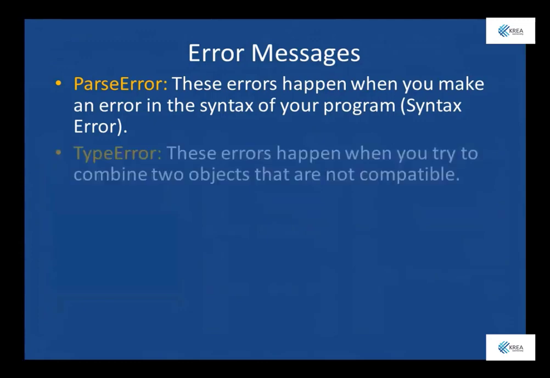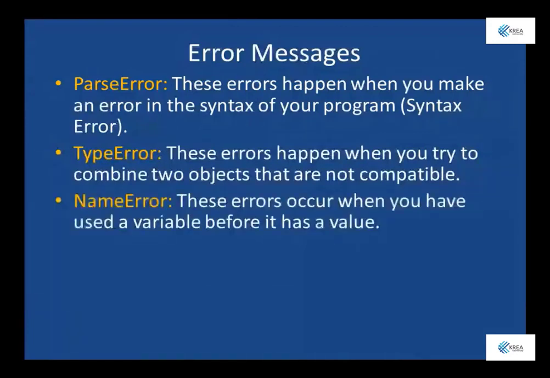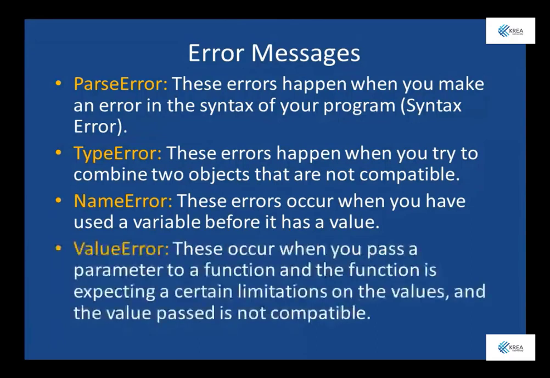Type error. These errors happen when you try to combine two objects that are not compatible. Name error. These errors occur when you have used a variable before it has a value. Value error. These errors occur when you pass a parameter to a function and the function is expecting certain limitations on the values and the value passed is not compatible. Let us look at some examples to understand these error messages in a better way.